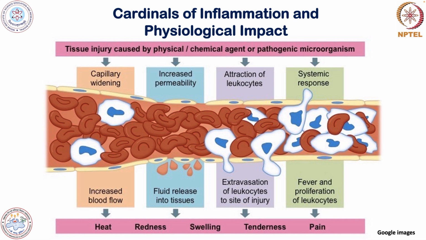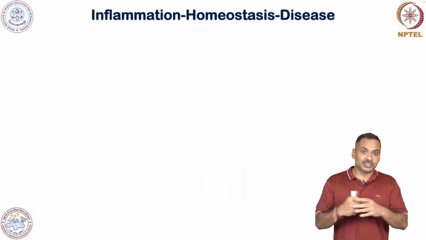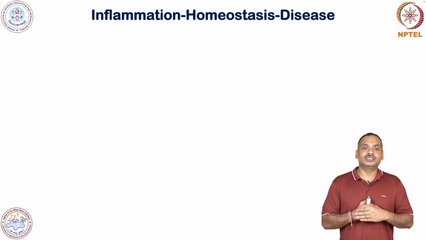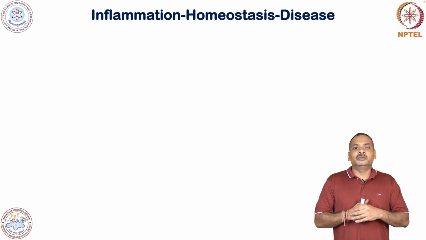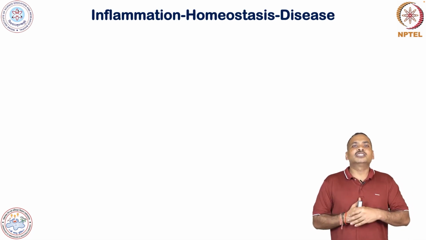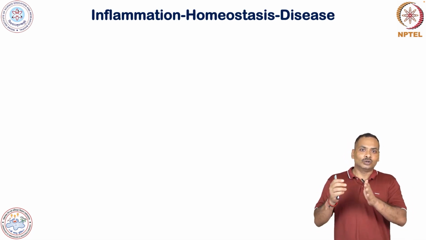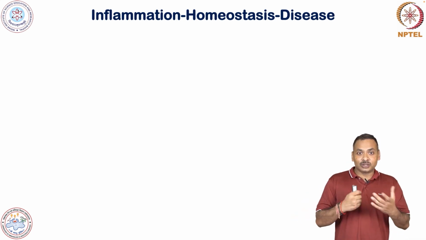Now, I have explained to you that inflammation is important. It is very important in order to overcome the infection, and it is also very important for repair and recovery of the tissue. But there is a limit to inflammation. There is a very strong correlation between inflammation, homeostasis, and disease. So, let us look at that.